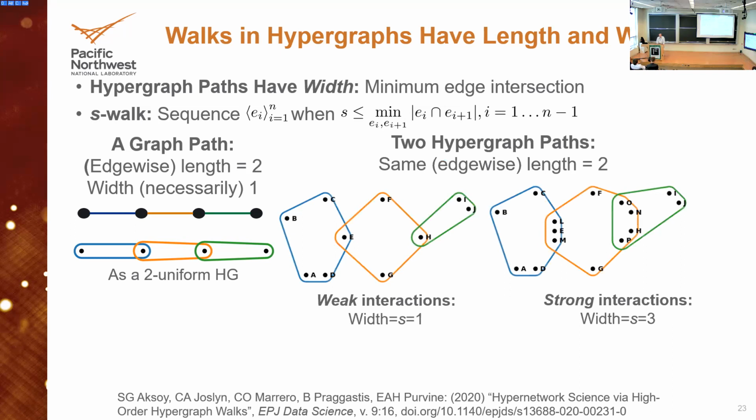As opposed to here on the right, I'm showing 2 different hypergraph paths. They're also both of length 2, but the one on the left has a width, if you will, or an S value of 1, because I've got exactly 1 node at the intersection. Here I've got an intersection of 3. Here I've got an intersection of 4. Therefore, I take the minimum and call that a 3-walk. A 3-walk of length 2 on the right, as opposed to a 1-walk of length 2 over on the left. So that's pretty neat.